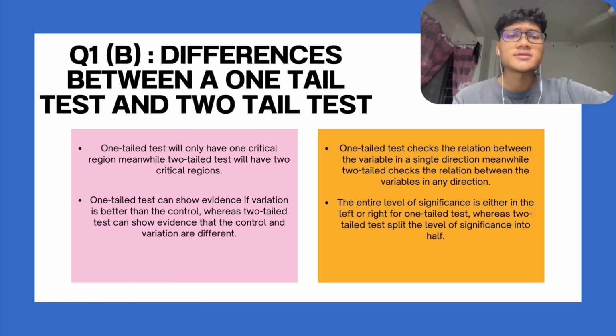So for the next question, what is the difference between one-tailed test and two-tailed test? First of all, a one-tailed test will only have one critical region, meanwhile a two-tailed test will have two critical regions. Next, a one-tailed test can show evidence if the variation is better than the control, whereas a two-tailed test can show evidence that the control and variation are different. Next, a one-tailed test checks the relation between the variables in a single direction, meanwhile a two-tailed test checks the relation between the variables in any direction. Lastly, the entire level of significance is either on the left or right for a one-tailed test, whereas a two-tailed test splits the level of significance into two.